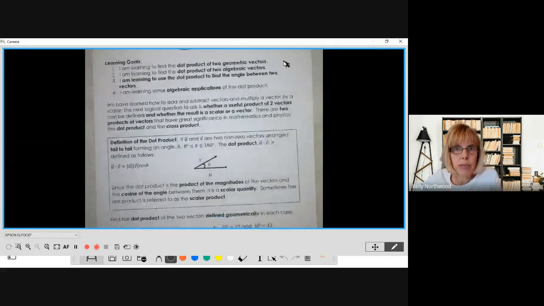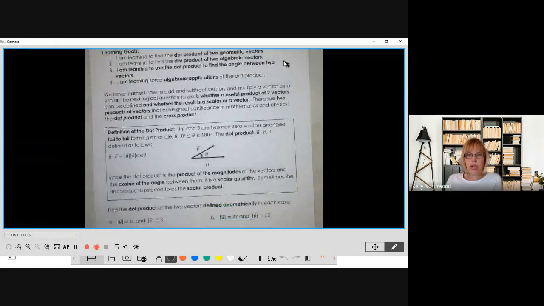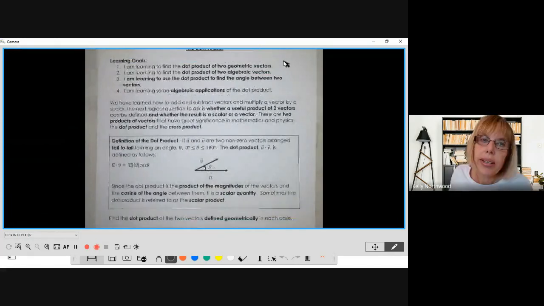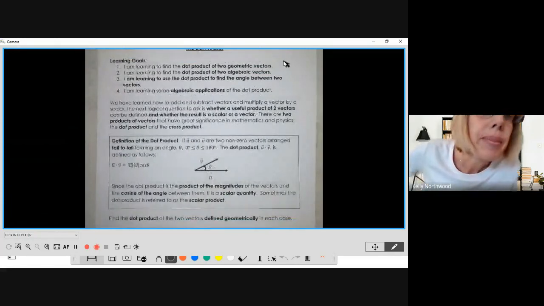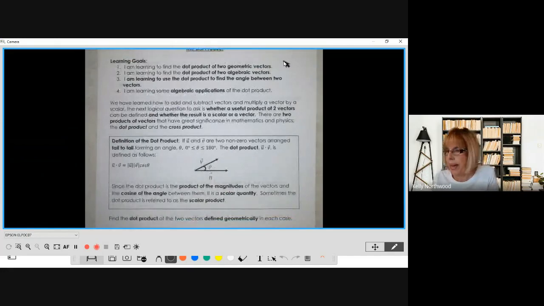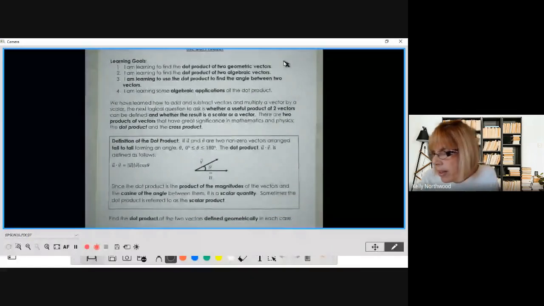Yesterday we learned how to add and subtract vectors, and we learned how to multiply a vector by a scalar and then find scalar multiples of those, as well as magnitudes. You did a great job of showing your communication using proper vector notation. You knew whether I was asking for a magnitude, the length, or a vector. Yesterday's assignment went really well for our first algebraic vectors assignment.